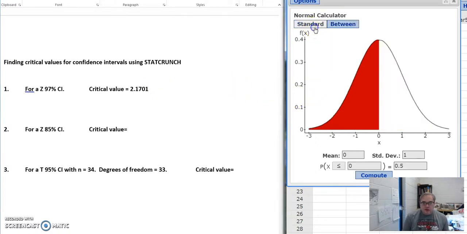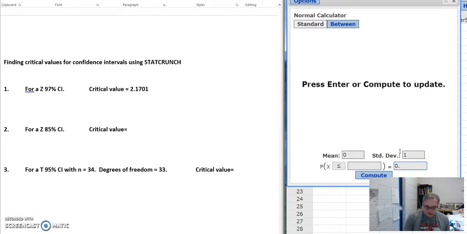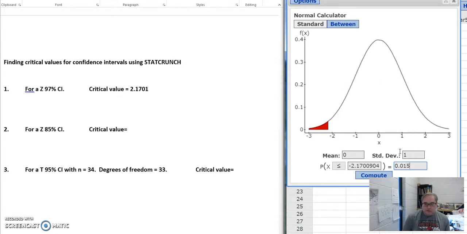Okay, that's one way of doing it. The other way of doing it, if I was using a table, I would look up, going backwards, and try and find 0.15%, because there would be 1.5% in each tail, and that would give me 2.17 as well. Okay, so 2 different ways of doing it. You have the more traditional way, you have the faster way, whichever.